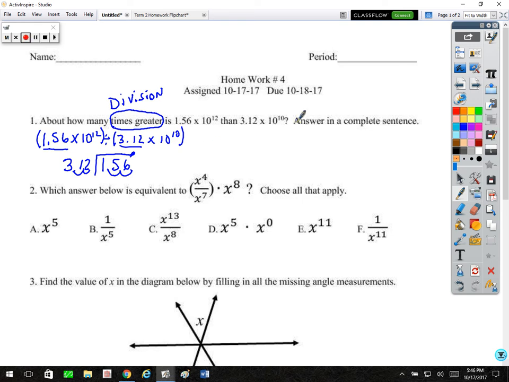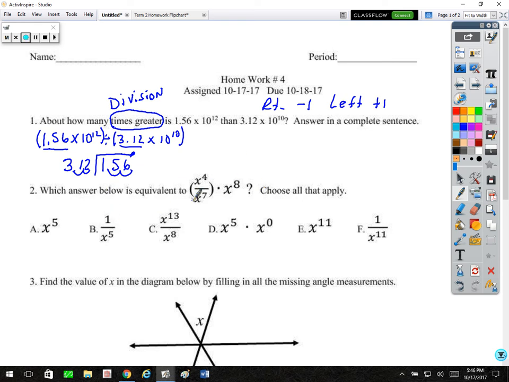If you're adjusting your decimal to fix your coefficient to where it's greater than or equal to 1 but less than 10, remember, if you move it to the right, you have to subtract 1 from your exponent. If you move it left to adjust, you have to add 1 to your exponent. All right, so that's what you can do with that one. Now look at number 2.